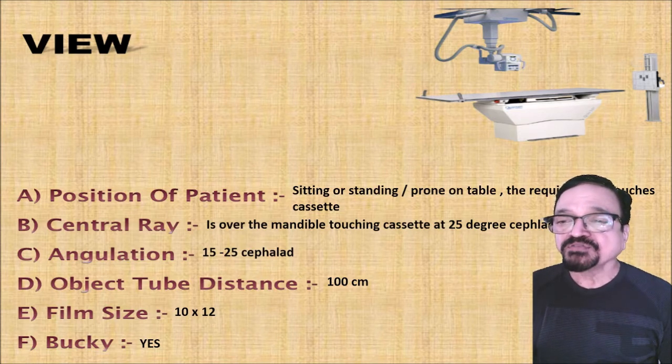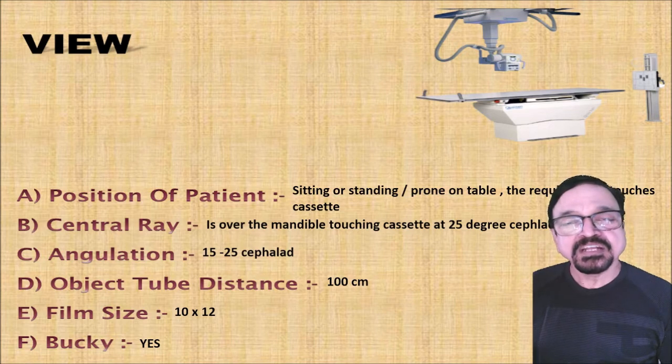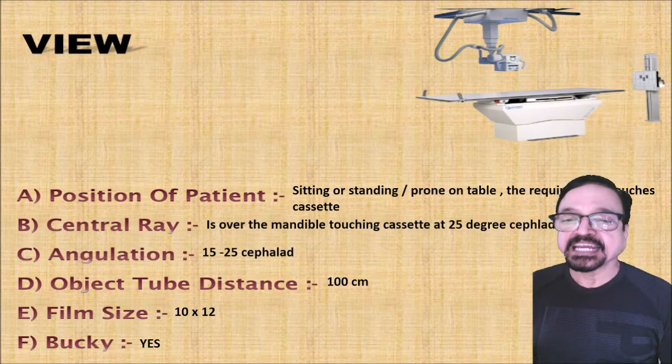Angulation can be as little as 15 degrees, so 15 to 25 degrees angulation is required. Distance is 100 centimeters, film size is 10 by 12, and the bucky is yes. Why are different angulations required? We are going to see it when we watch the video.